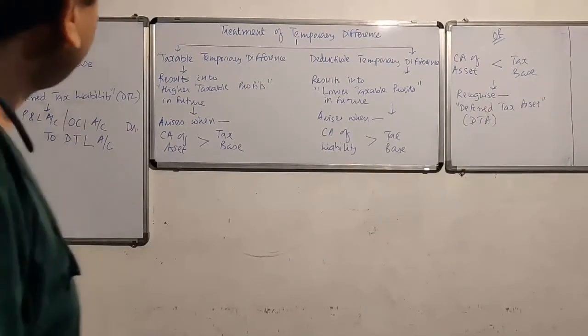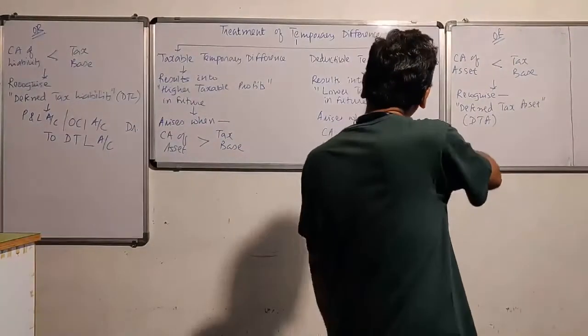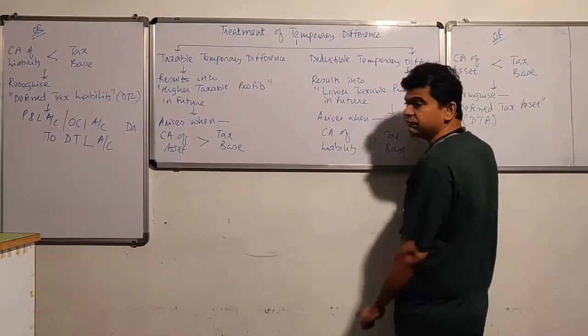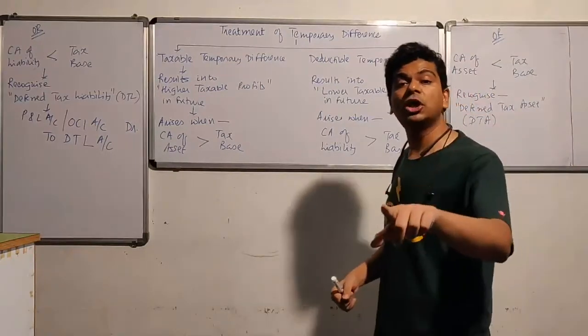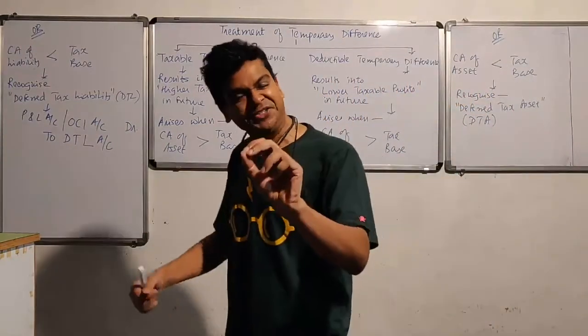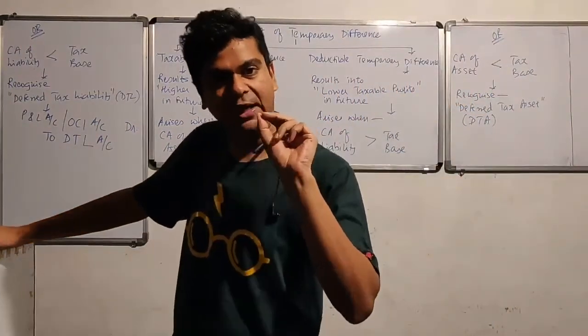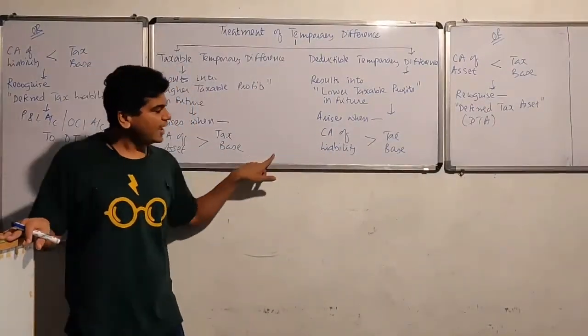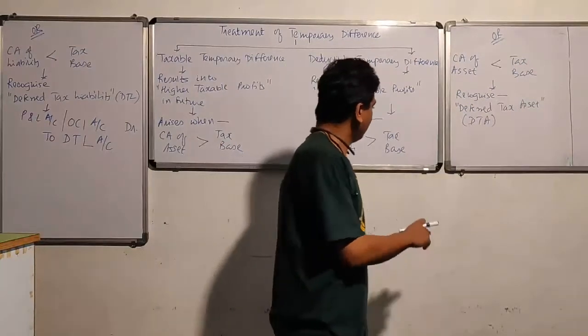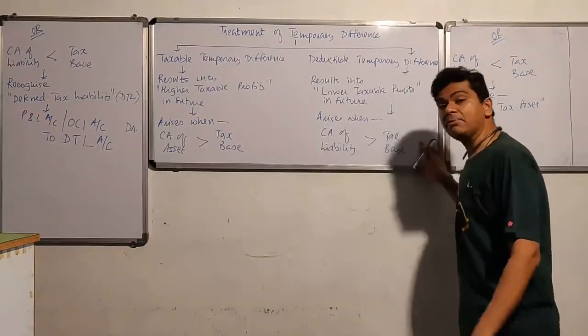Let's see on the other side now, we are saying it's a deductible temporary difference. Deductible temporary difference means in current year you might be paying more tax, but in future you will pay less. And that's the concept of a DTA. When will it arise? When the carrying amount of liability is greater than the tax base. Let's take an example over here.